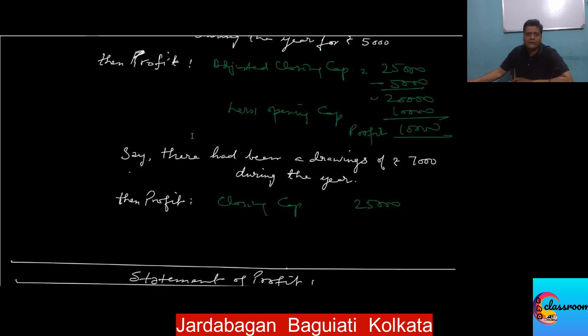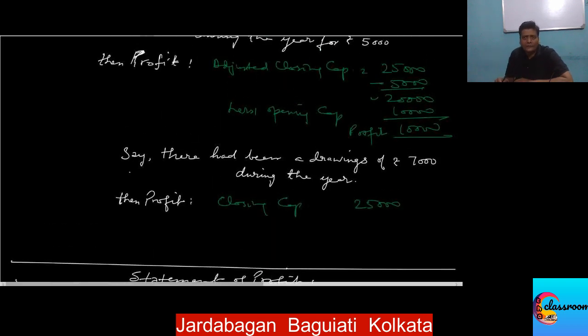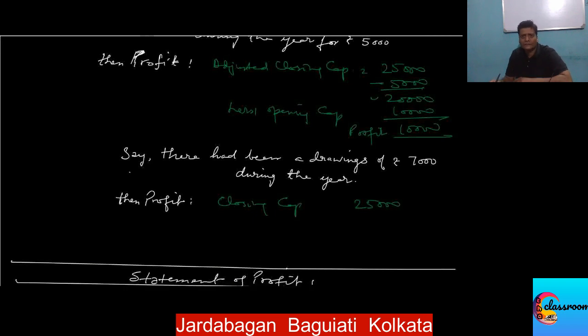Say now there have been drawings of 7,000 during the year. Now closing capital is 25,000. The capital had been withdrawn, so this closing capital has reduced. Had there been no drawings, the actual capital which rose due to profits would have been more. So in this case, we will add drawings of 7,000. So now see, 32,000 was the actual capital which had increased due to profits for the year.